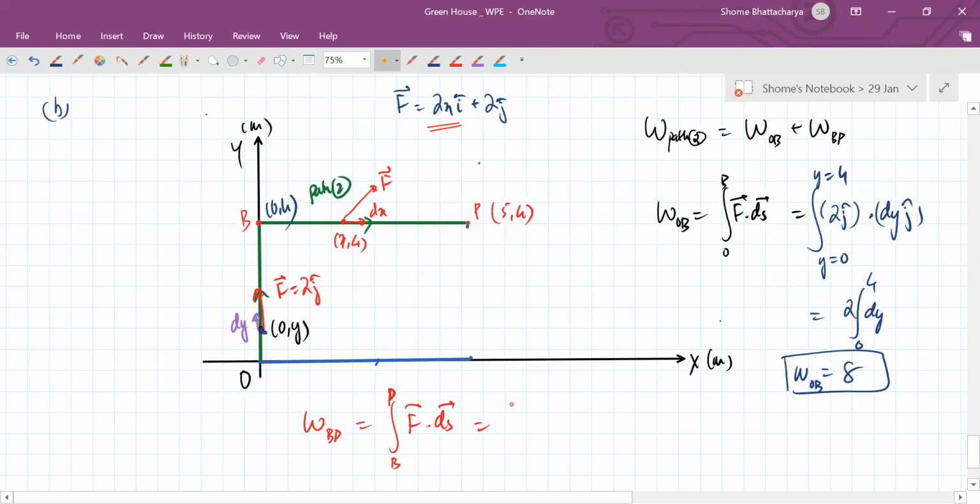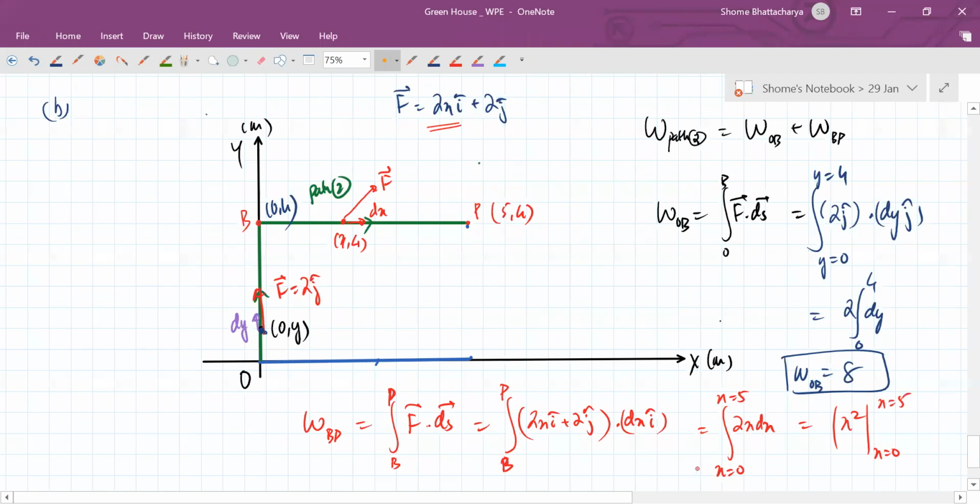So F will again become 2x i cap plus 2j cap, but your displacement is dx i cap from B to the point P. So this will now become 2x dx integrated from x equal to 0 to x equal to 5. So that is x square integrated from x equal to 0 to x equal to 5. So this will give me 25.